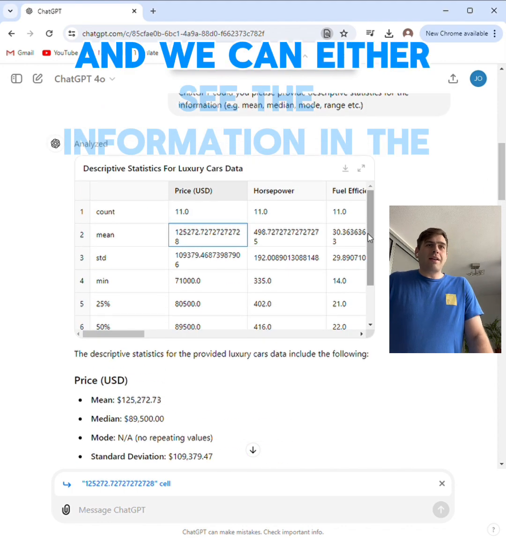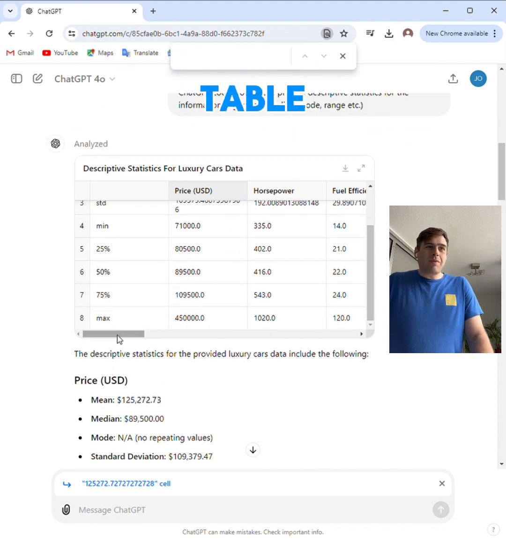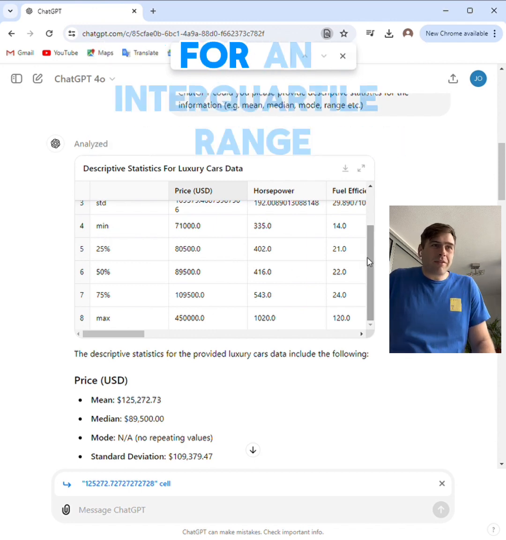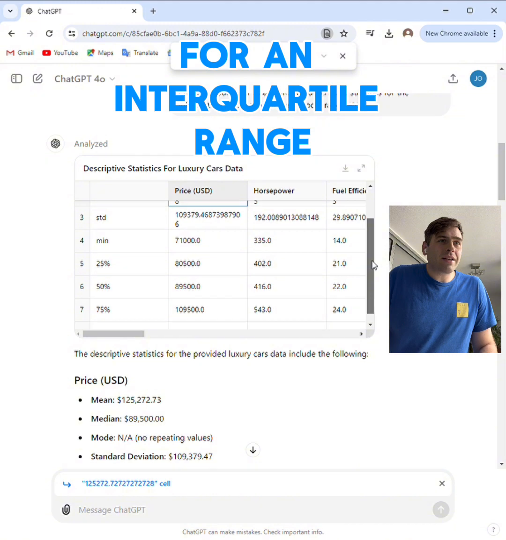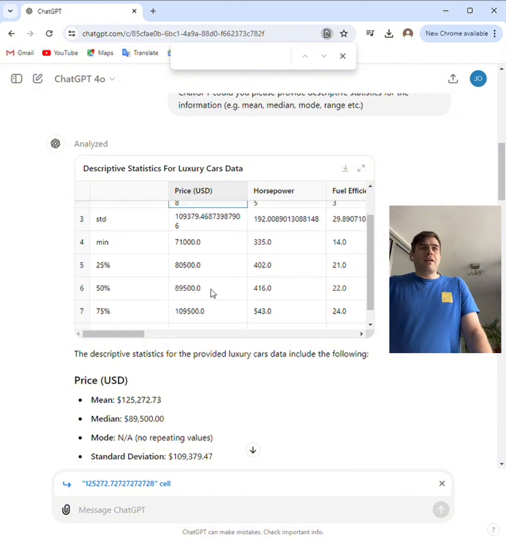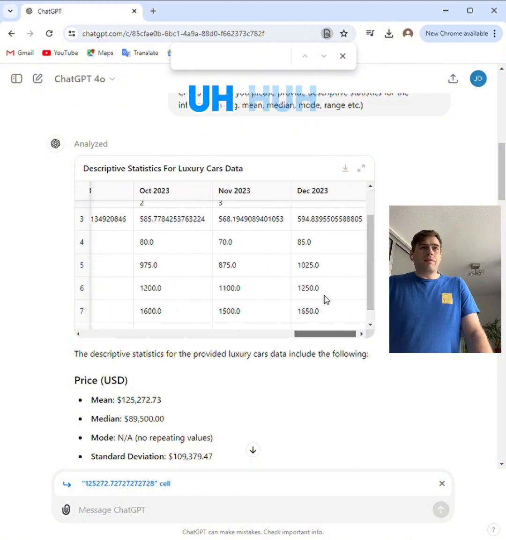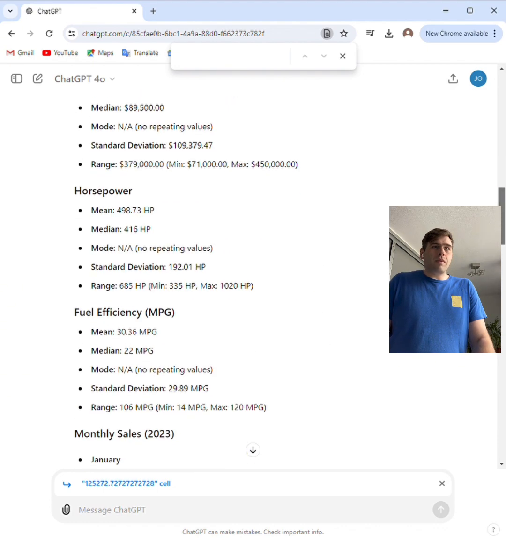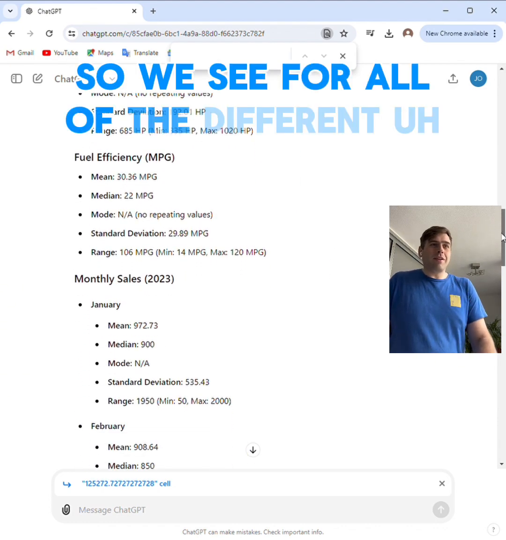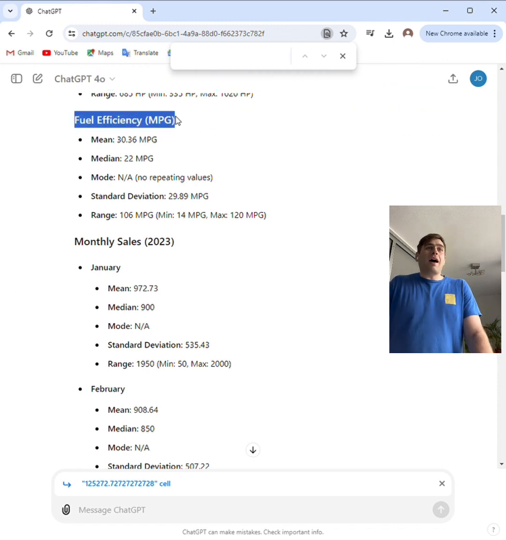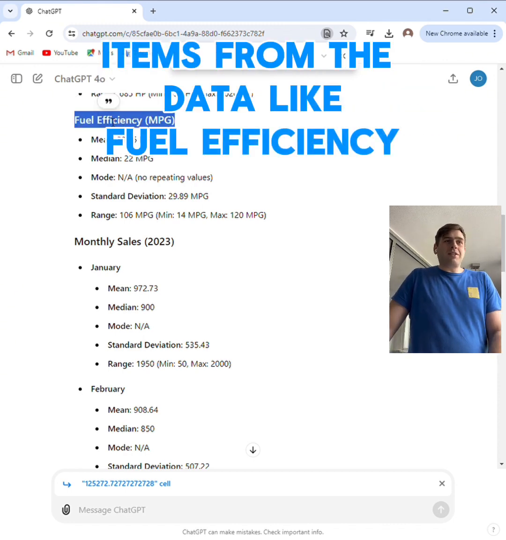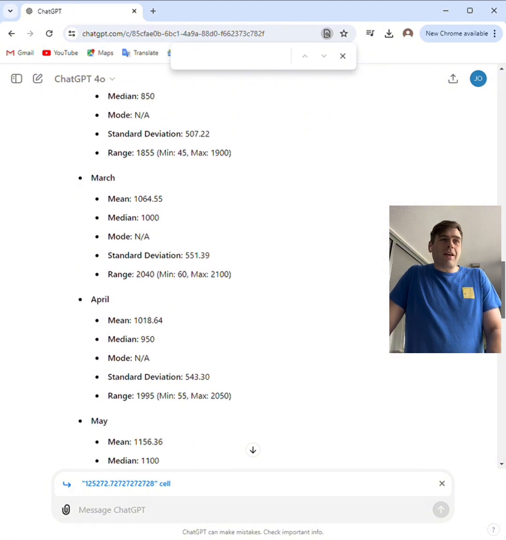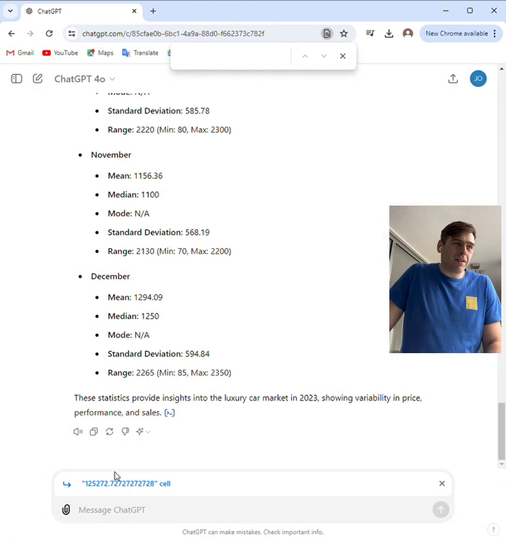And we can see the information in the table. They even give us information for an interquartile range, it looks like. So we see for all of the different items from the data, like fuel efficiency and monthly sales, what the descriptive statistics are.